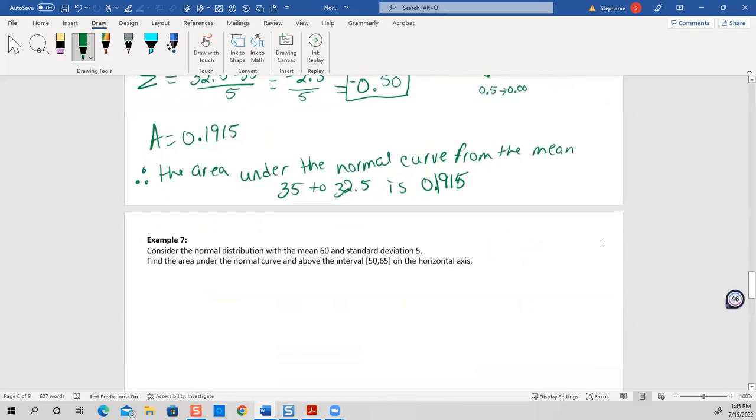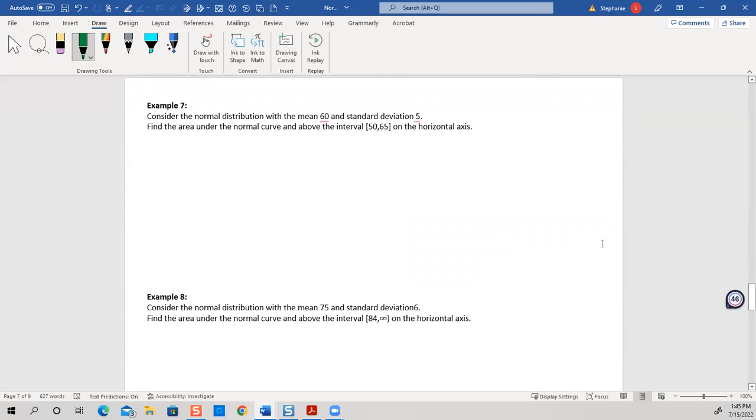Okay, so let's do our next example. We're going to consider the normal distribution with the mean 60 and standard deviation 5, and find the area under the normal curve above the interval. So we're going to find the area under the normal curve and above the interval of 50 to 65. So here we go. We know our x values. We're given 2 x values, so we're going to have 2 areas to find here. And it says on a horizontal axis as well.